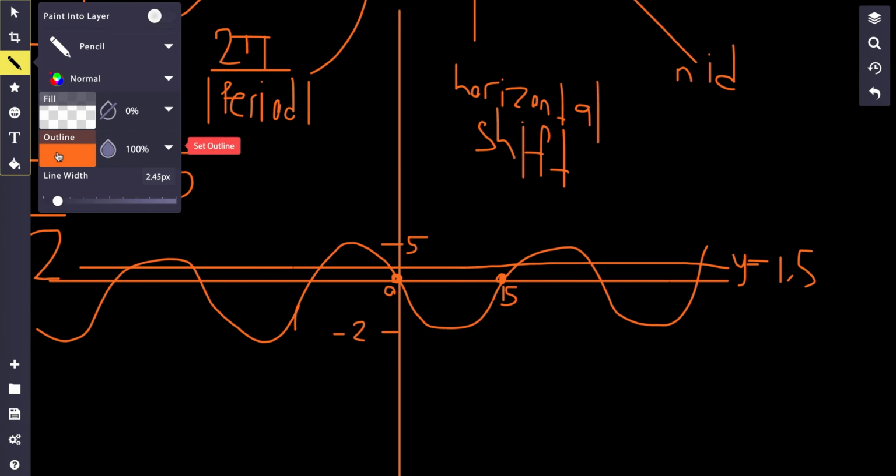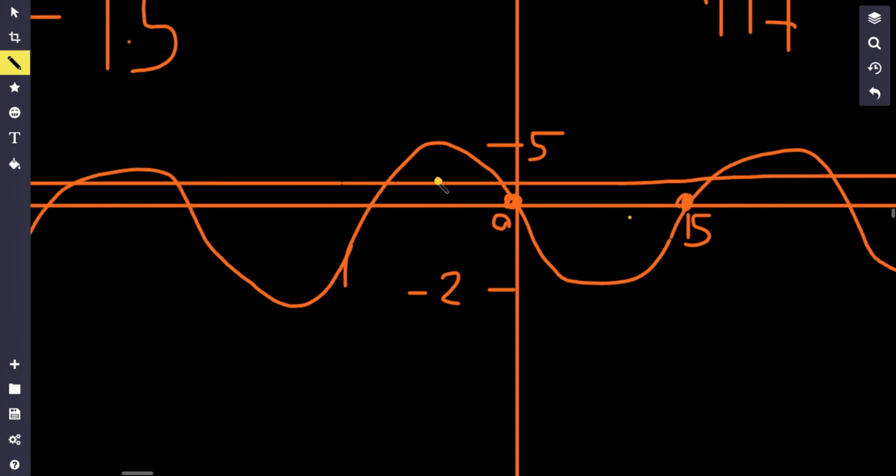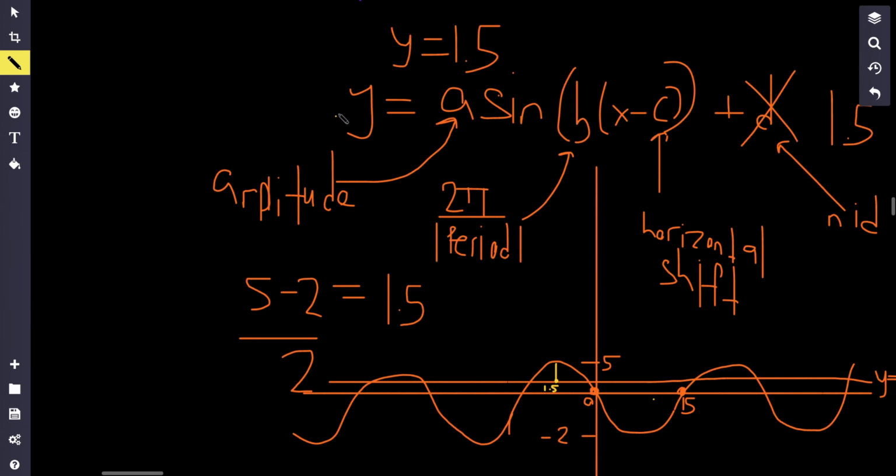Now, remember, the distance from the midline to the highest point is the amplitude. In this case, we're trying to find the distance from 5 to 1.5, which is just 3.5. So our amplitude is just going to be 3.5.